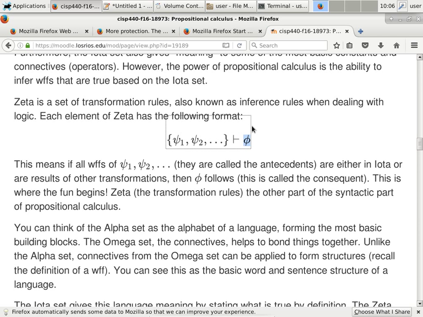Okay. So what this means, when you see this particular symbol, and remember, psi 1, psi 2, those are all schemata, which means psi 1 by itself is just a well-formed formula, but it can be very complicated. Okay? So what this means is if you can confirm that psi 1, psi 2, and so on are either in iota, which means they're by definition there, or the results of other transformations, then phi follows. Or this is also called a consequent, or as a result, phi is also true. This is where the fun begins, because this is how we can infer stuff.